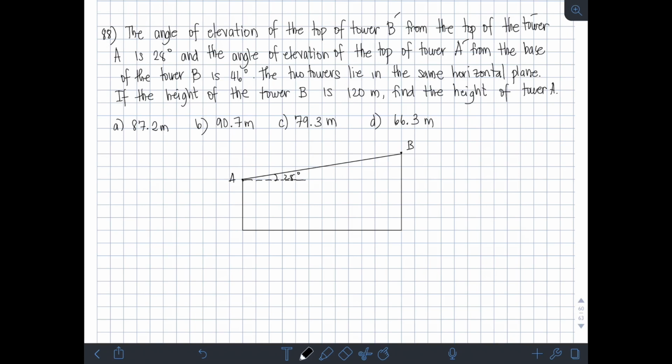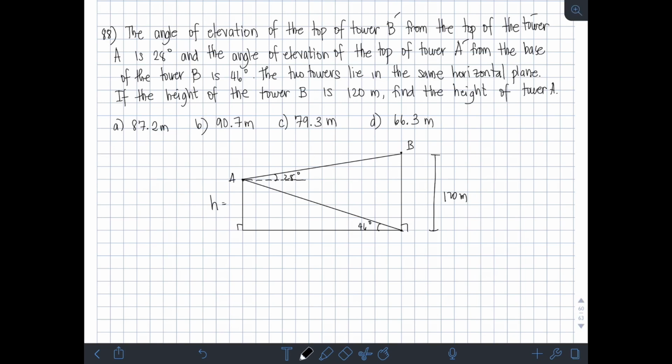So, ito yung base ng tower B, right? Itong ground. So, let's say, ito yung line of sight. So, ito ngayon yung magiging angle of elevation nung top of tower A to the base of tower B, 46 degree. Okay? So, dapat perpendicular yung mga tower dito sa ground, right? So, 90 degree ito. So, given daw yung height nung tower B, given na 120 meter. Ang tanong is, ano yung height ng tower A?